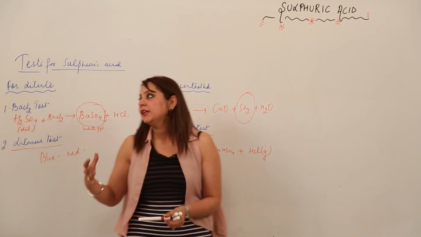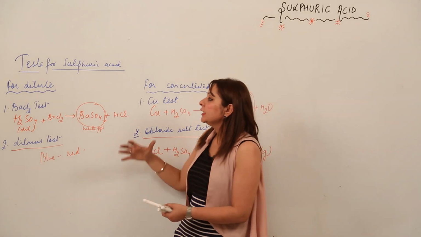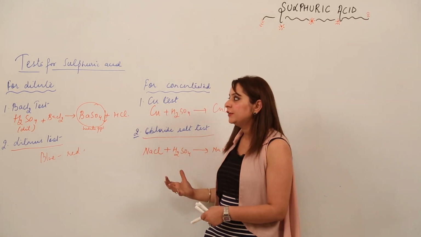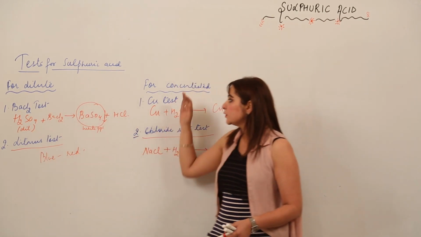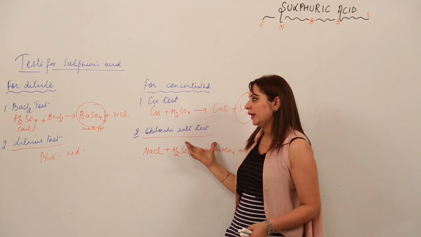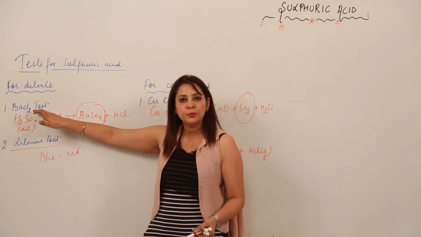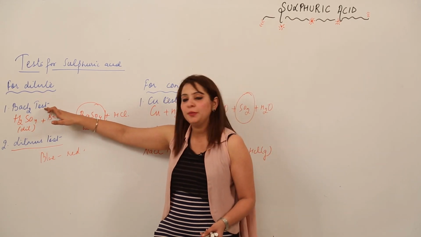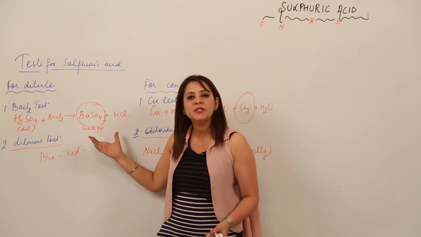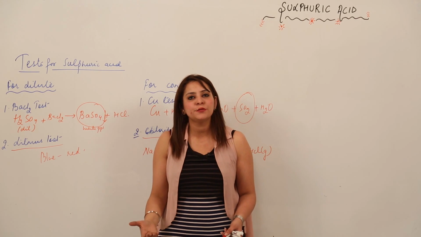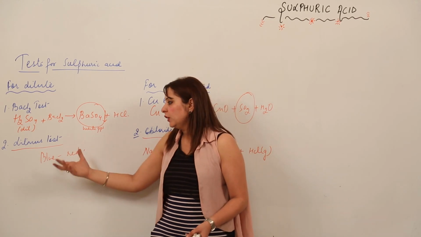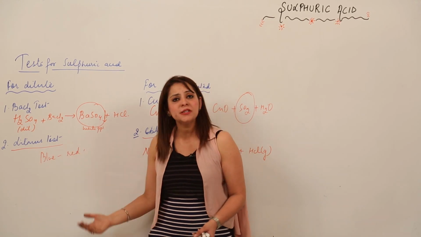So these are the tests by which you can identify dilute sulfuric acid and the concentrated one. Dilute by the barium chloride test and the litmus test, concentrated by the copper test and the chloride test. What is the identification property, like what do you get to see when you react with barium chloride? We are left with the white precipitate due to BaSO4. And litmus, you all know, is a general test for an acid, that it changes blue litmus red.